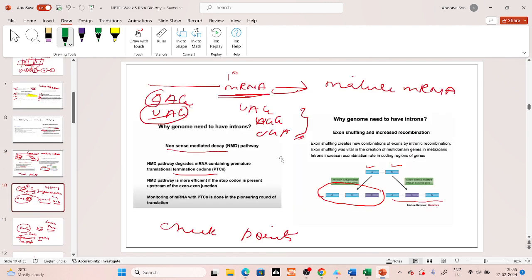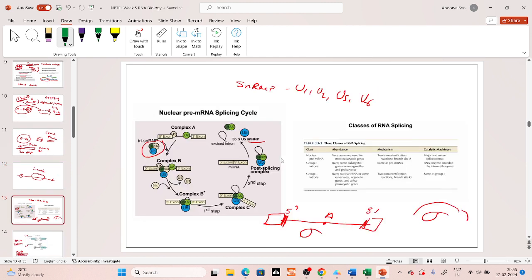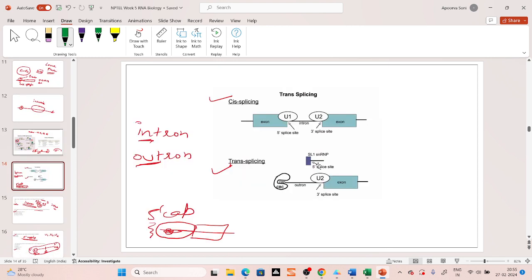Then we have studied what are the different kinds of snRNA, small nuclear RNA, which are required in this splicing: U1, U3, U6. These all bind to the splicing complexes. They all bind to the intron at specific locations, by specific mechanisms.